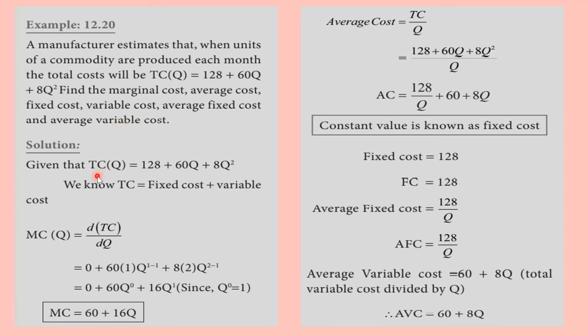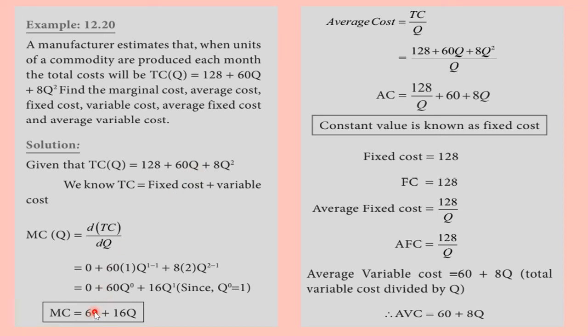So the solution is just write the problem. We know that total cost is equal to fixed cost plus variable cost. So in this equation, 128 is the fixed cost and 60q plus 8q square is the variable cost. So first let us find out MC. MC is nothing but you have to differentiate the total cost. If you differentiate, the differentiation of constant becomes 0. 60q will become 1 into 60, q power 1 minus 1, that is 0. So q power 0 is equal to 1. So 60 into 1 will become 60.